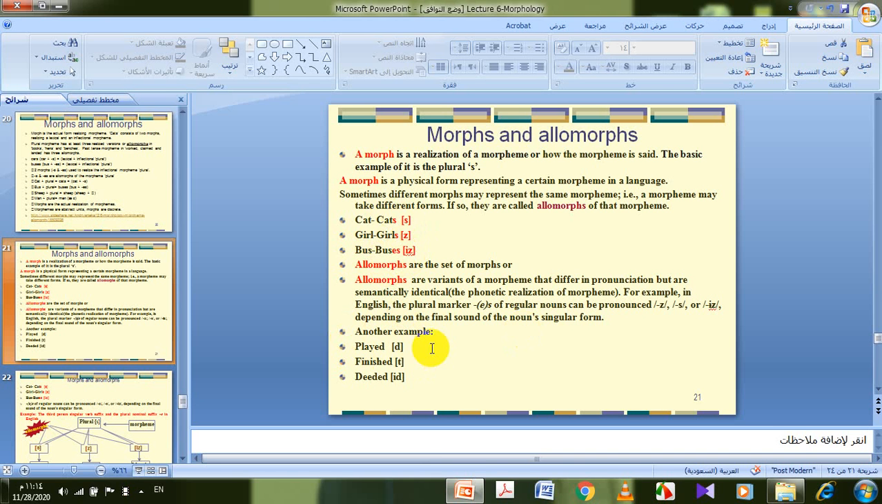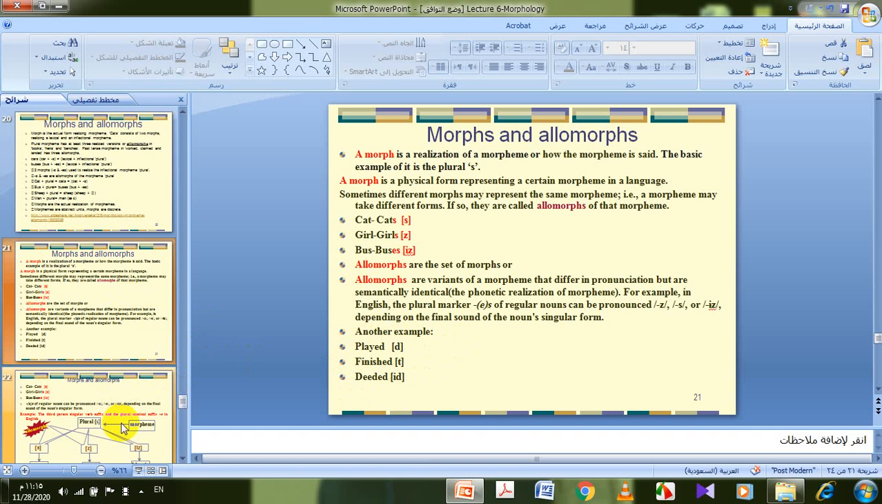Another example: played, finished, and deeded. Played, it's D; finished, it's T; and deeded, it's id. All these are different versions, meaning different pronunciations of the same morpheme, but semantically, in terms of meaning, they are the same because they express the past simple.